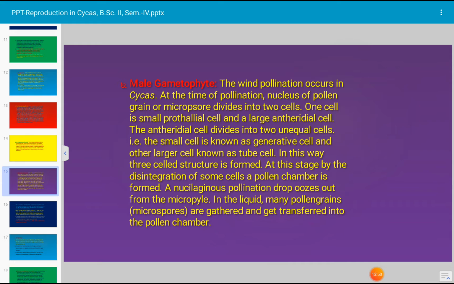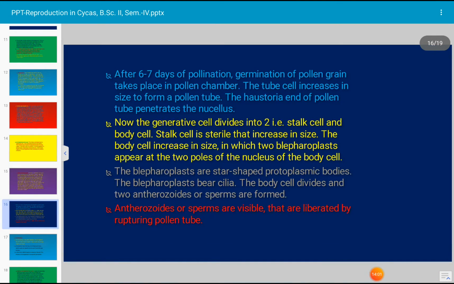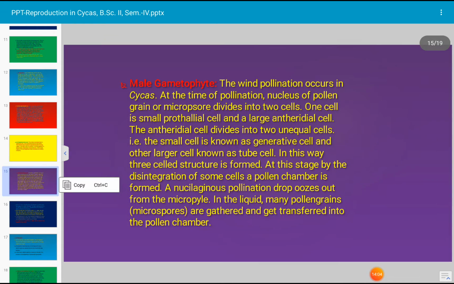At this stage, by the disintegration of some cells, a pollen chamber is formed. A mucilaginous pollination drop, that is a sticky liquid pollination drop, oozes out from the micropyle. In the liquid, many pollen grains or microspores are gathered and get transferred into the pollen chamber.